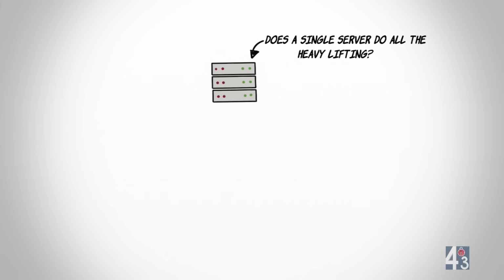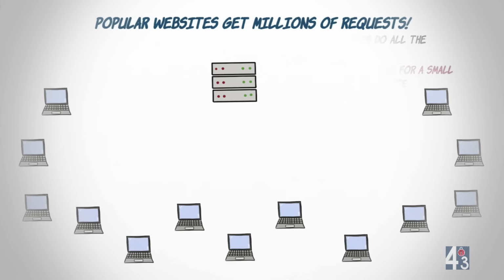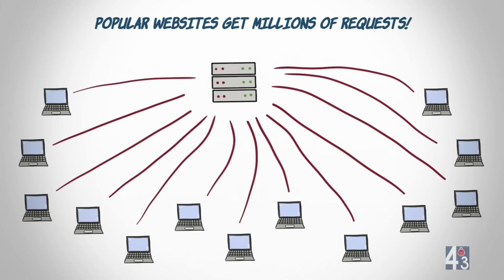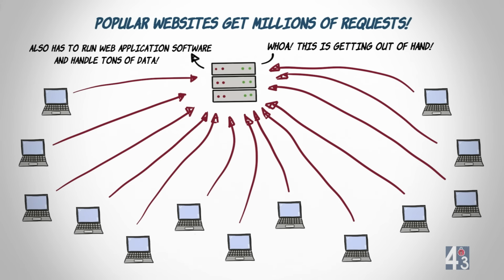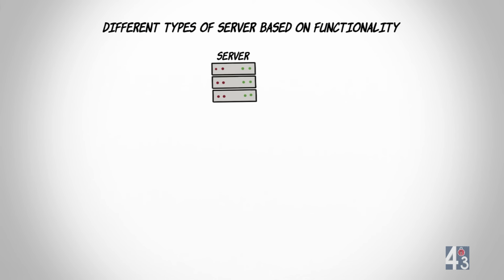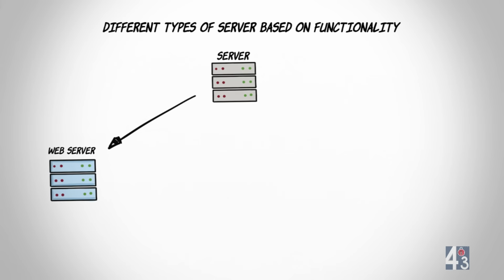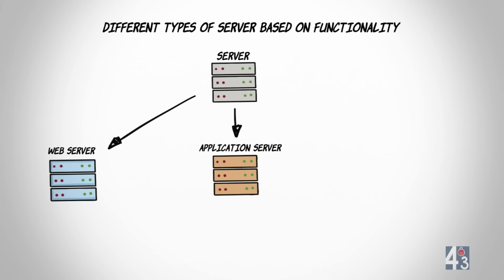Now, if you have come this far, you may want to believe that there is a single web server that does all the heavy lifting behind the scenes. This may be true for a small website. However, in the real world, popular websites get millions of requests per second and would find it very difficult to handle several million requests per second. Servers, apart from handling requests, also have to run application software and handle tons of data. Hence, servers are split into different types based on functionality in order to make handling of requests easier. And some of these types may include a web server, an application server, and a database server.